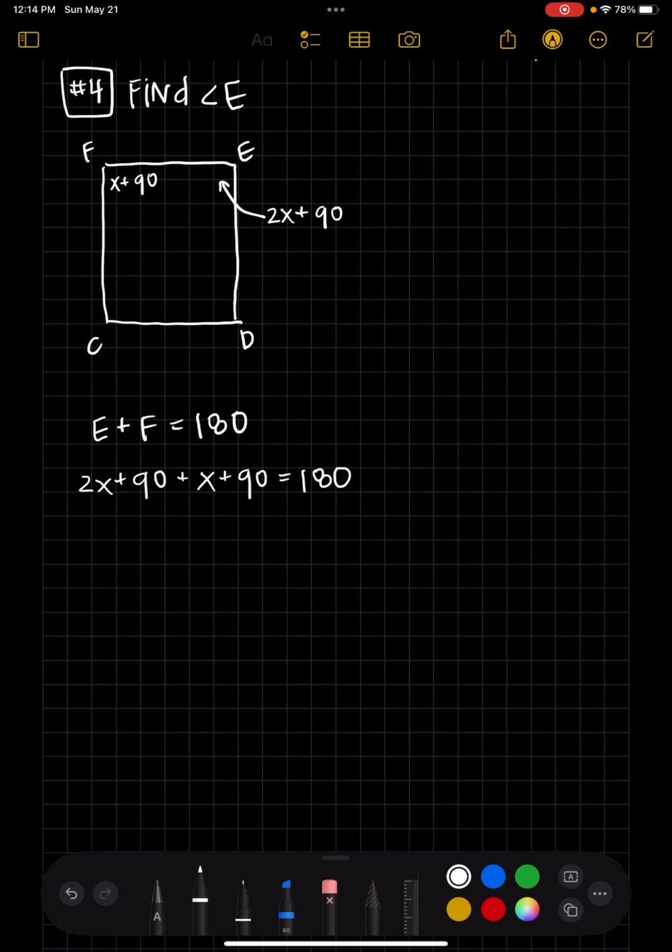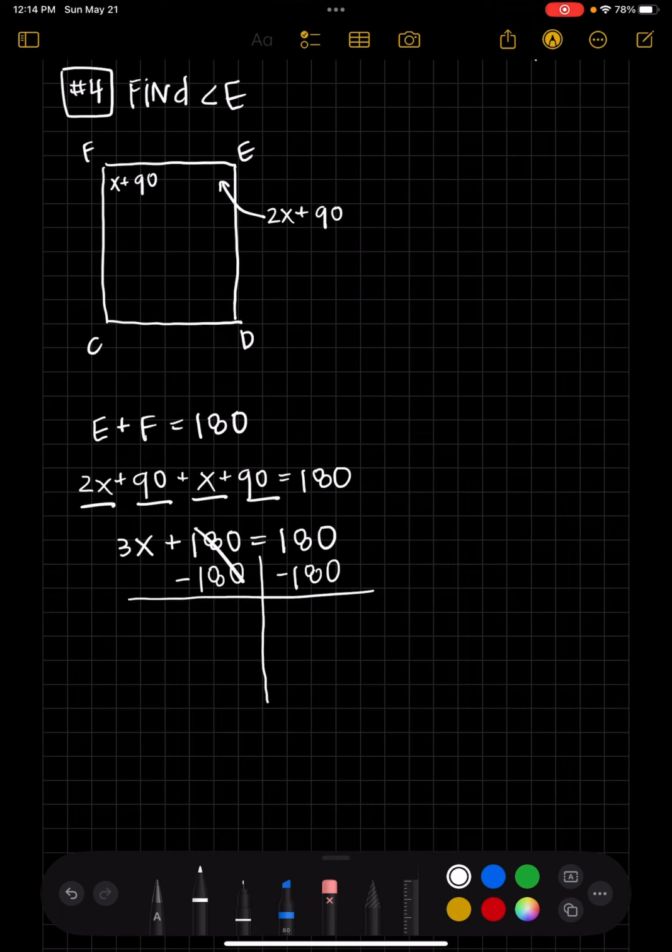All right, now I'm going to combine like terms on the left side. So I've got a 2x and an x, which gives me 3x. And then 90 and 90 gives me 180. So plus 180 equals 180. Now I can solve this for x. To do that, I would subtract 180 from each side.